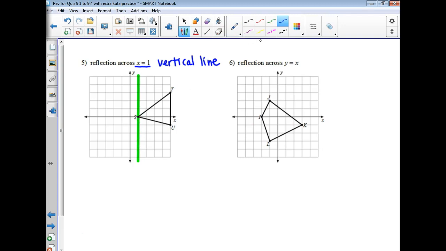Now, what I'm counting from to do the reflection is that green line. So S is on it, which means S prime is going to stay where it is. T is 1, 2, 3, 4 to the right of the line of reflection, so you count from the green line 1, 2, 3, 4, and that's T prime. U is 1, 2, 3, 4 to the right, so we're going to go back to the line and go 1, 2, 3, 4 straight across to the other side, U prime, and then draw it.